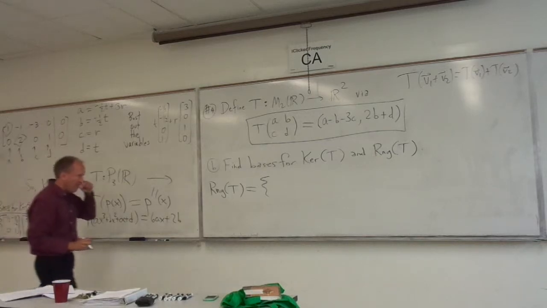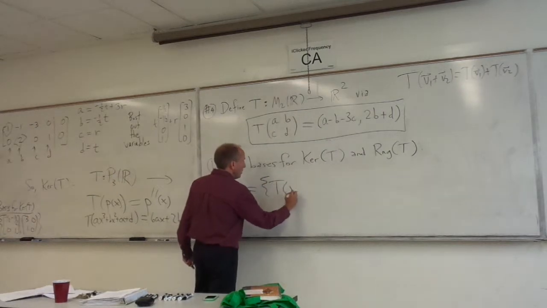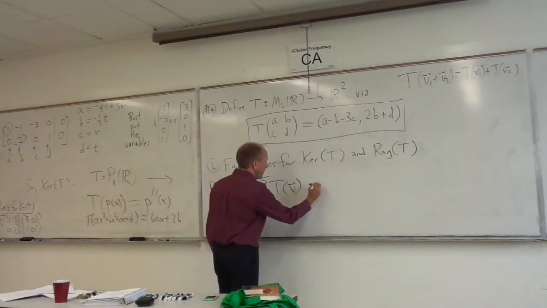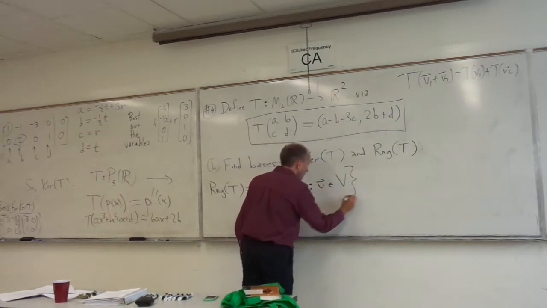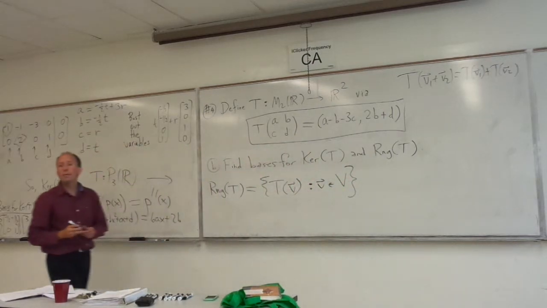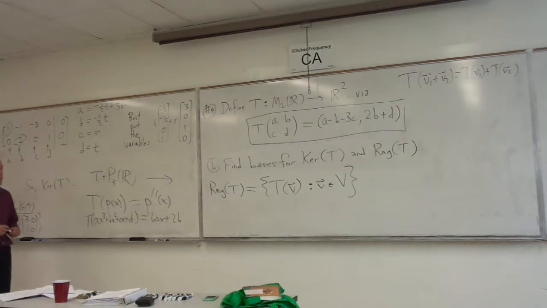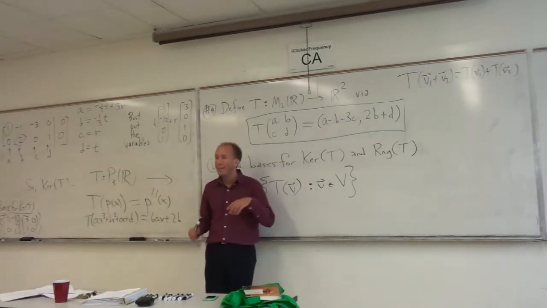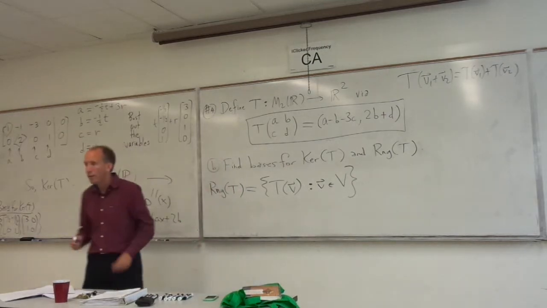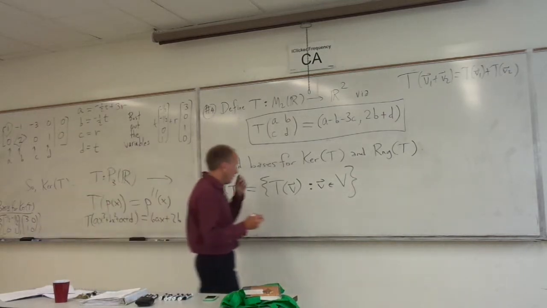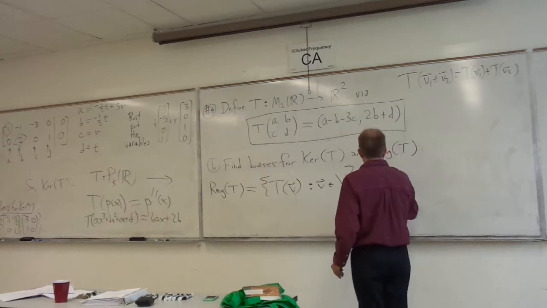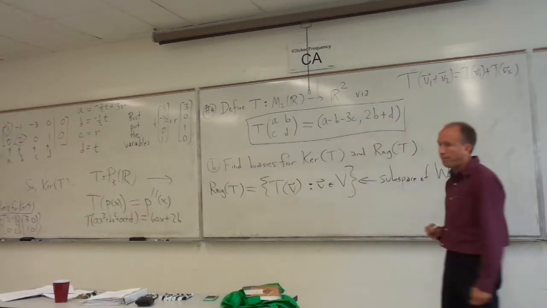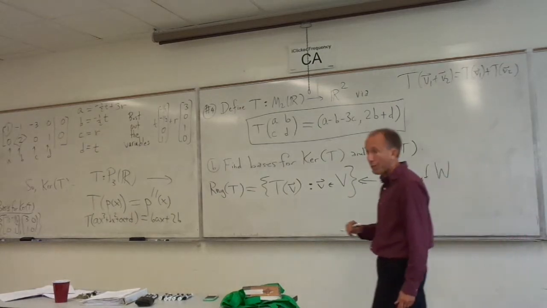So in other words, if you take every possible vector in the vector space and you transform it, and you see what you get out of that transformation, that's the range. And this thing, it turns out, is a subspace of W. So this is on the W side.